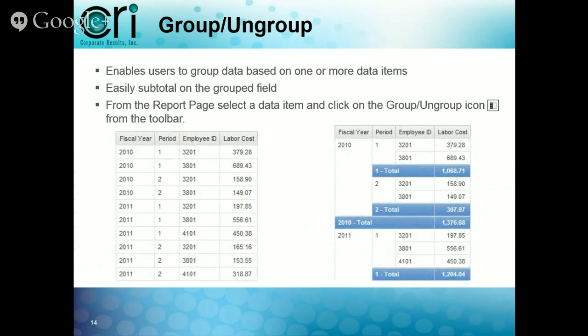So as you can see, on the left side, I have data that's ungrouped. On the right side, I have data that is grouped. And you can see that I was able to create subtotals, not only in this example on the periods, but also subtotals for the year. You're not necessarily required to subtotal on every grouping. It's up to you and your needs, but that functionality is there.